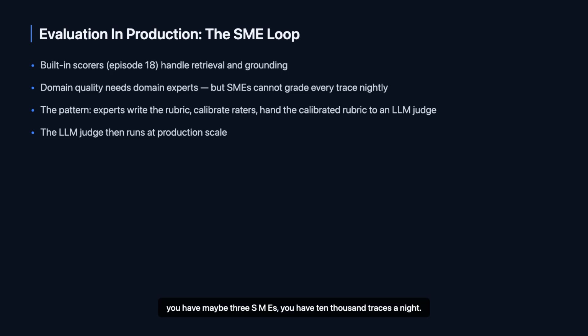And here's the constraint: you have maybe 3 SMEs. You have 10,000 traces a night. The math doesn't work. So the pattern is 3 stages. Experts define a rubric. You calibrate raters against each other until inter-rater agreement is solid. Then you hand that calibrated rubric to an LLM judge, which runs at scale. We'll see exactly how that flows next.